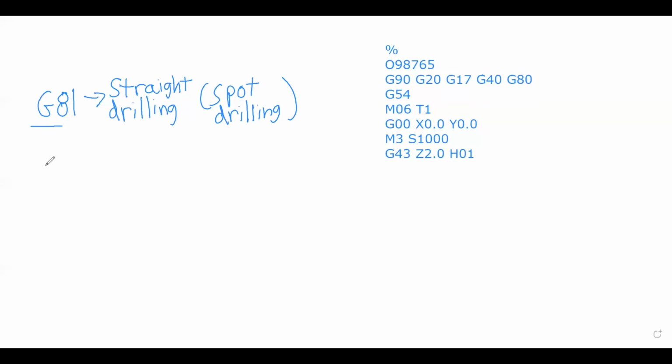And we're also going to be using a G83, which is peck drilling for actual holes. We're going to give this code some commands, and it will peck and retract at a certain feed rate, going to a programmed Z depth.